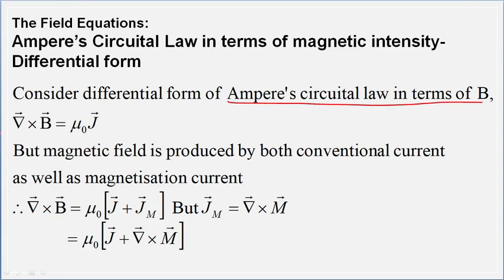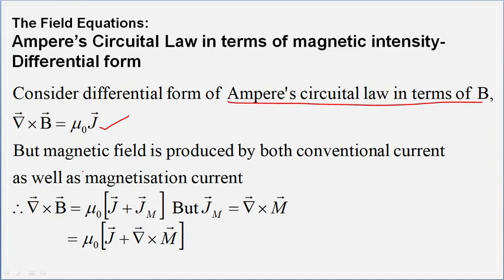So this is the differential form: curl of vector B equal to mu naught J. This we already proved in the previous chapter. Now J is the current density, and curl of the magnetic field produced is mu naught into J. This is the differential form of Ampere's circuital law. Now we will try to express B in terms of H.